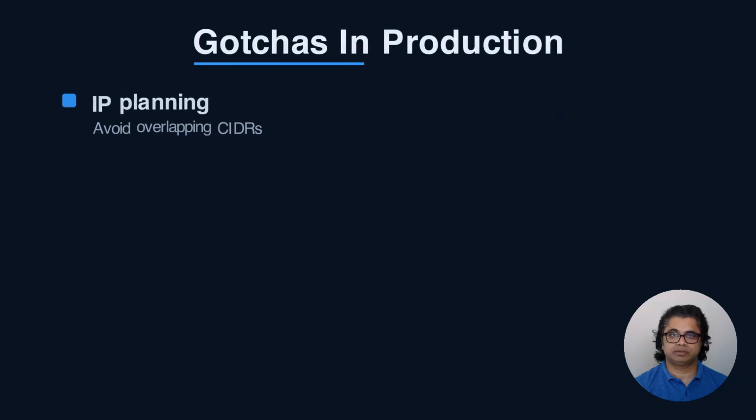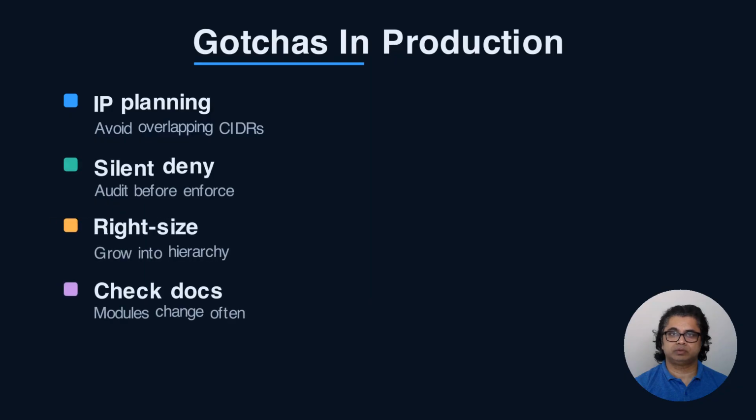A few things bite people. First, IP address planning. Once spokes are peered into a hub, overlapping address spaces are painful to fix, so plan your CIDR ranges up front. Second, policy at scale can break deployments silently. A deny policy assigned high in the tree can block a legitimate workload, and the error surfaces deep in a pipeline. Test policy with audit mode first. Third, don't over-engineer. A small org doesn't need the full enterprise-scale hierarchy on day one. Start with the accelerator, then grow. And because the reference modules and policy sets change often, check the current Cloud Adoption Framework docs before you commit.